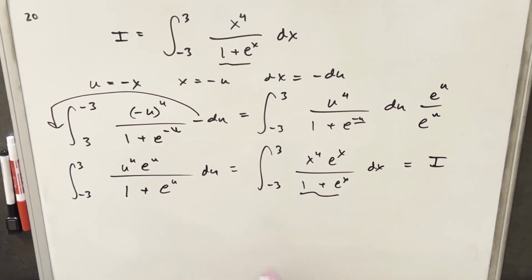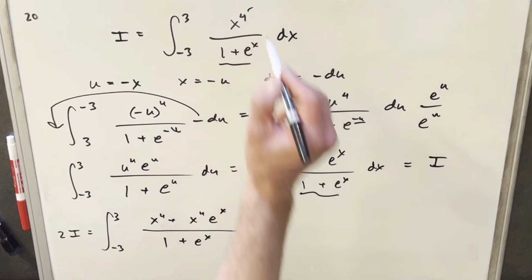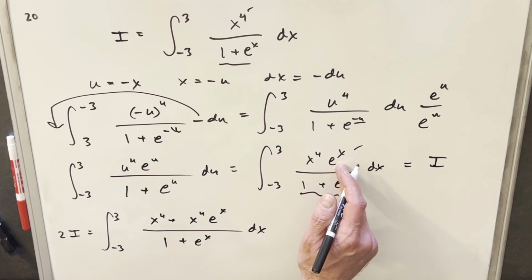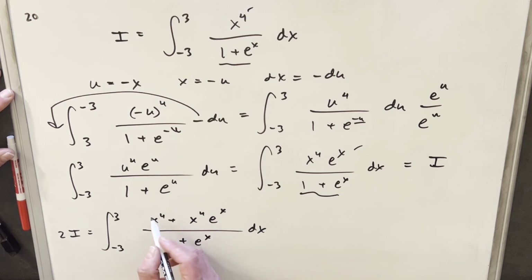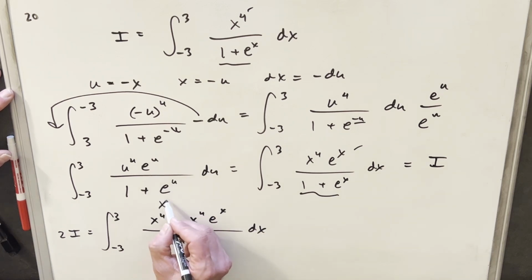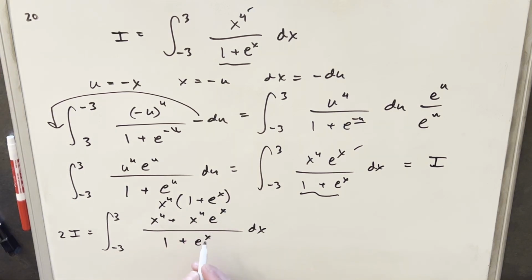So we're just going to take these two and add them together and see what we have. I skipped the step where it was two integrals, and I've combined this into one integral, because we have the same bounds and same variable. Now you notice in the numerator we added x to the fourth to x to the fourth e to the x. But then from here we can factor an x to the fourth out. If we factor x to the fourth out, we have x to the fourth times 1 plus e to the x. But that's exactly what we have here in the denominator. So we can cancel right there.